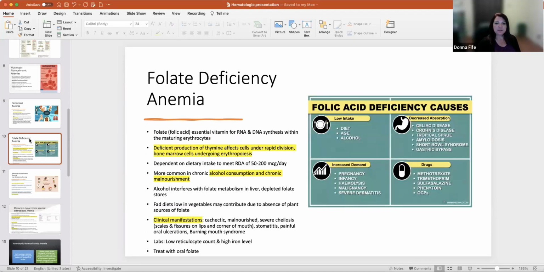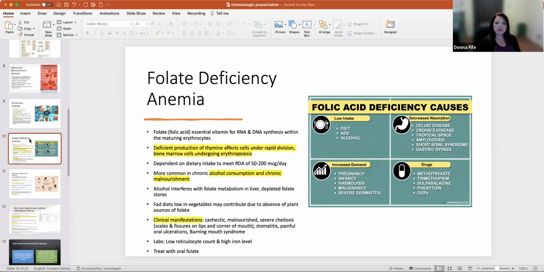Folate deficiency anemia. Folate, or folic acid, is an essential vitamin for RNA and DNA synthesis within the maturing erythrocytes. So deficient production of thymine affects cells under rapid division, such as bone marrow cells undergoing erythropoiesis. Our folate dietary intake should be between 50 to 200 micrograms per day.